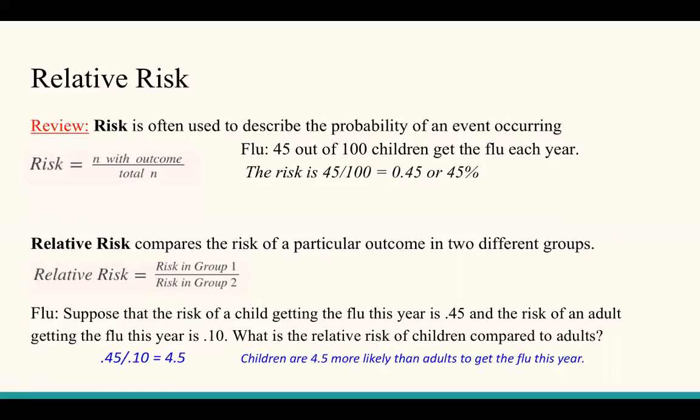So for an example, suppose that the risk of a child getting the flu this year is 0.45, and the risk of an adult getting the flu is 0.10. What is the relative risk of children compared to adults? So to calculate the relative risk, you just compare the risk in group 1 to the risk in group 2. So here, since we're comparing children to adults, children would be group 1, so it would be 0.45 as the risk of a child getting the flu, compared to 0.10, which is the risk of an adult getting the flu. And then once we divide those out, we get 4.5. So the way we would say our answer is that children are 4.5 times more likely than adults to get the flu this year.